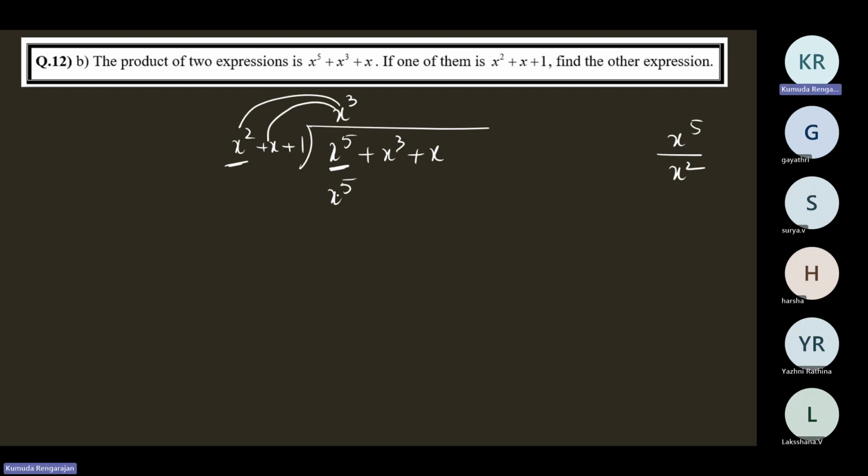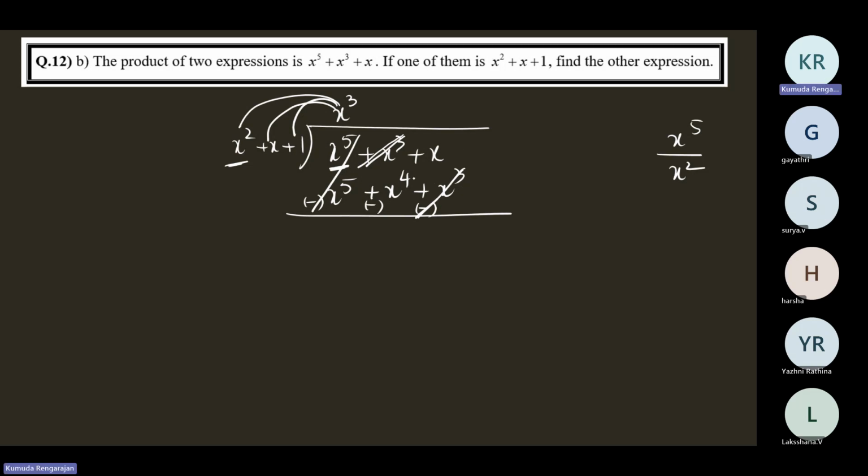X cubed into x, 3 plus 1, 4. X to the power 4. Plus x cubed into 1 is x cubed. Change the signs. This gets cancelled. Plus x to the power 5 minus x to the power 5 cancels. And can you see? Plus x cubed minus x cubed, you can cancel. Not one below the other, you cannot cancel. You can see a plus x cubed up here and a minus x cubed down here. Cancel them. Now we have two terms remaining: minus x to the power 4 and plus x.